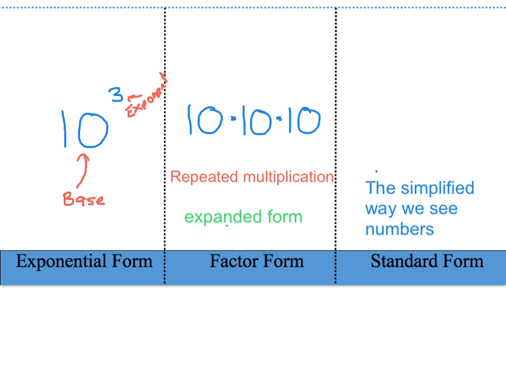For example, if I multiply 10 times 10 times 10, in standard form our answer would be 1,000. Notice that exponential form is equal to factor form, which is equal to standard form. All 3 forms are equal, they just look different. So let's use these key concepts to talk about the following examples.